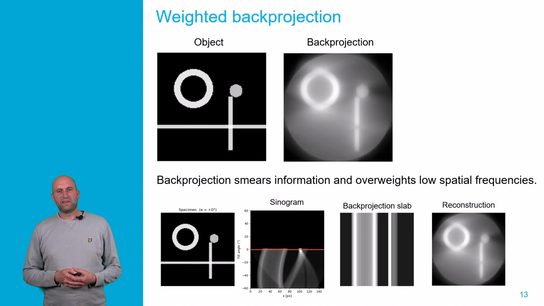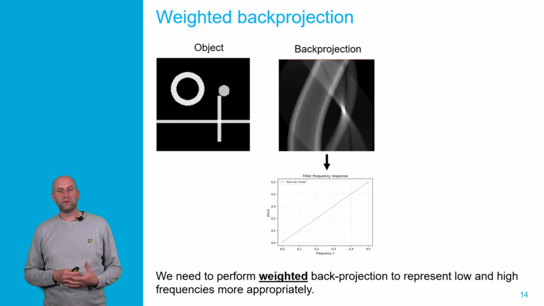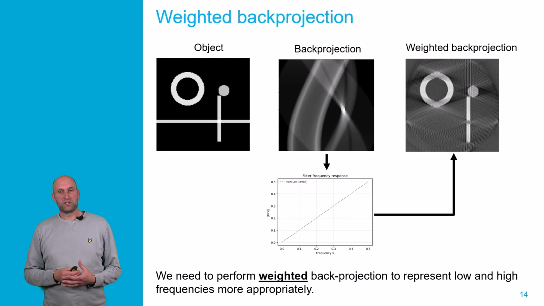In order to mitigate that, we can do something that we call a weighted back projection. So we can represent each of the projection images that are sampled in our sinogram in Fourier space, and then apply a frequency filter to those, where we downweight the low resolution or low frequency information and we upweight the high frequency information. Now, if we apply such a filter to all of our projections and then we do the inverse Fourier transform, we obtain a weighted back projection which now much better reflects the original object in its sharpness.